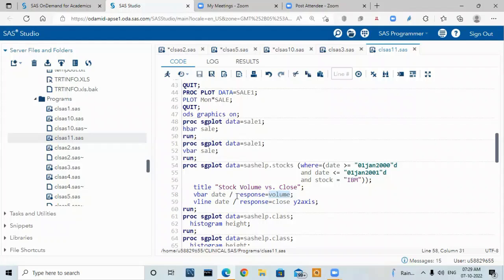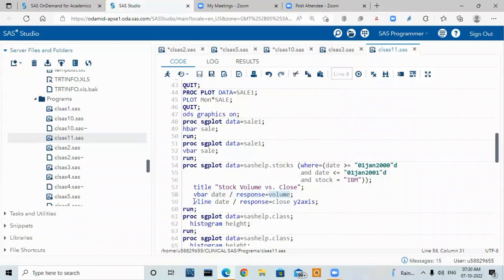Response means y-axis. What do you mean by response? Response means y-axis. Understood? See, the x-axis will take the date, and the y-axis, meaning response, will take the volume of the stocks.